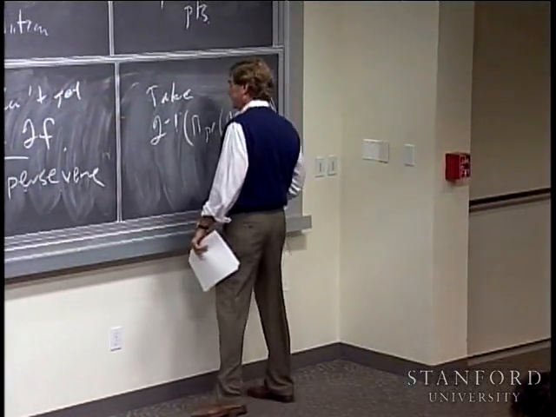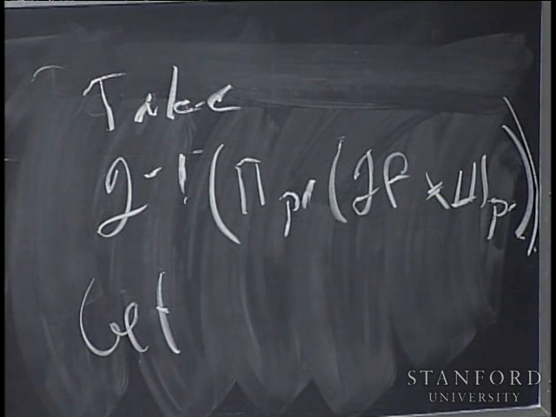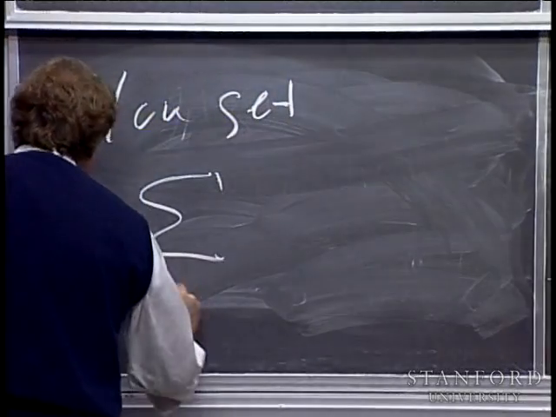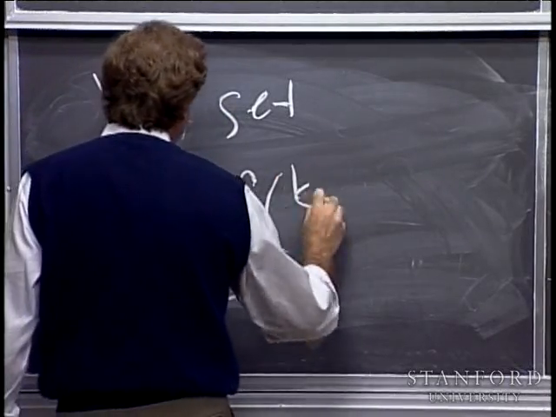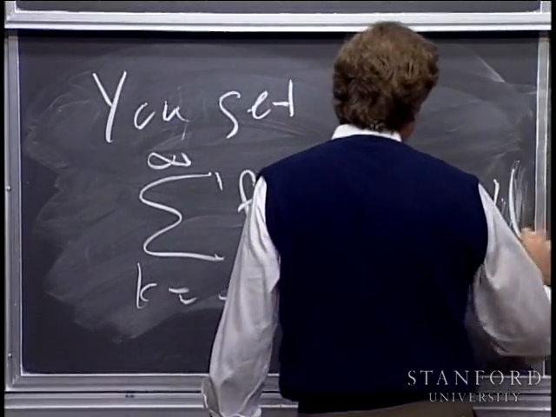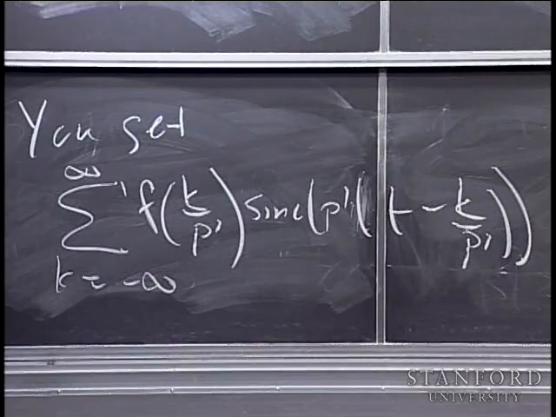And what do you get? You get a sampling formula. You get the same formula that looked like you had before: the sum from minus infinity to infinity of the value of f at these sample points, k over p prime, times the shifted sinc function, sinc of p prime t minus k over p prime. You take the inverse Fourier transform of this expression, you turn the crank, and that's exactly what happens.